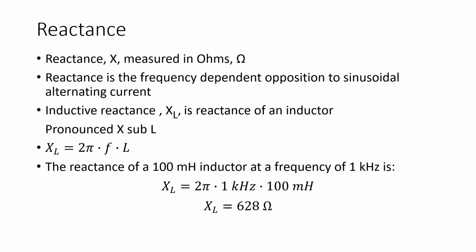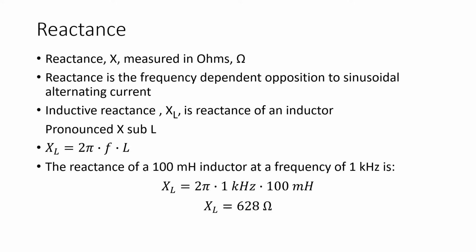So we've got a new quantity to remember, and that is reactance, symbolized with the letter X, measured in ohms. The unit symbol is the Greek letter omega. Reactance is the frequency-dependent opposition to a sinusoidal alternating current. Inductive reactance, symbolized with X sub L, is the reactance of an inductor. Mathematically, X sub L equals 2 pi f L.